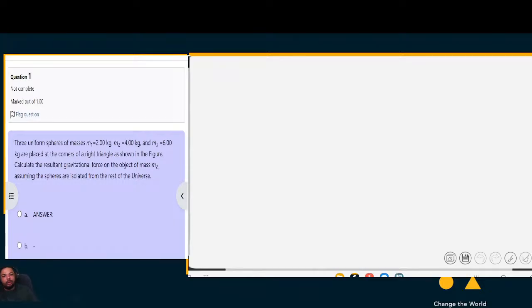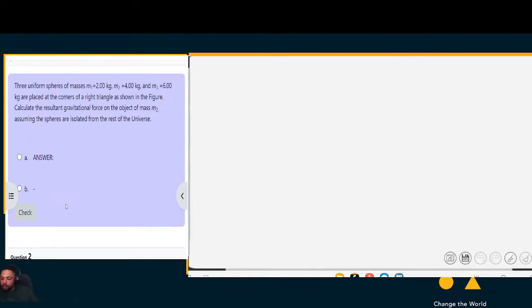And of course, the oldie but goodie: the force due to gravity is just called the body's weight. Okay, so let's go to problem number one.